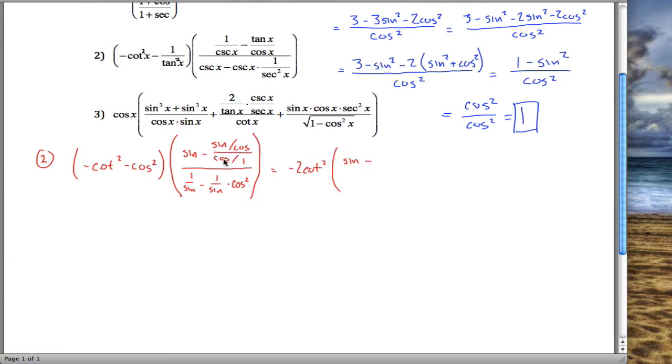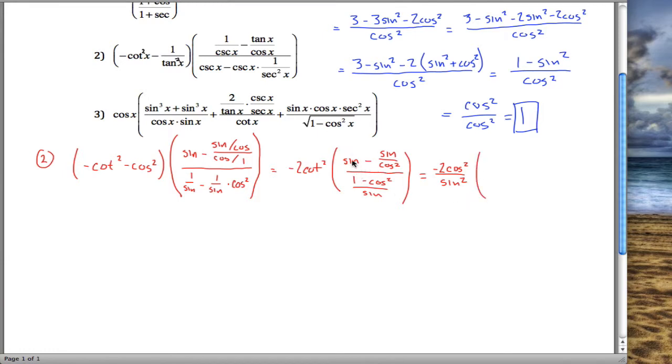If you divide these fractions by multiplying by the reciprocal of the denominator, you'll get sine over cosine squared. And then down here we already have a common denominator, it's sine. So we get 1 minus cosine squared all over sine. So we got negative 2, maybe I'll finally change this cotangent into cosine squared over sine squared, because eventually I'm going to want them in terms of cosines and sines.